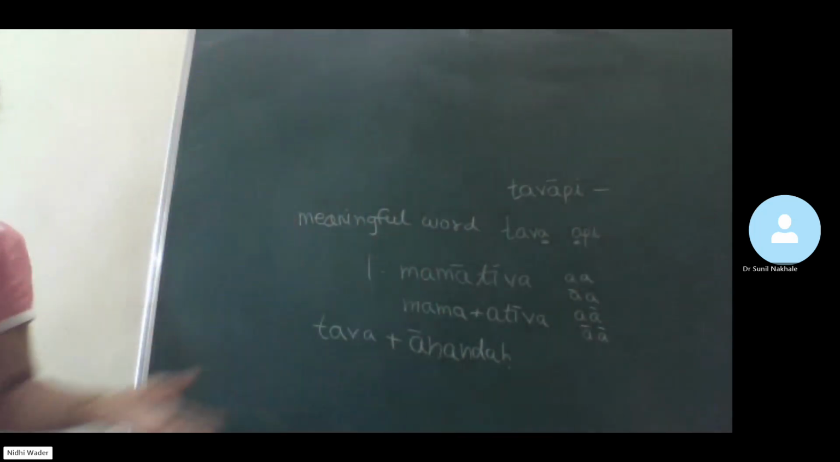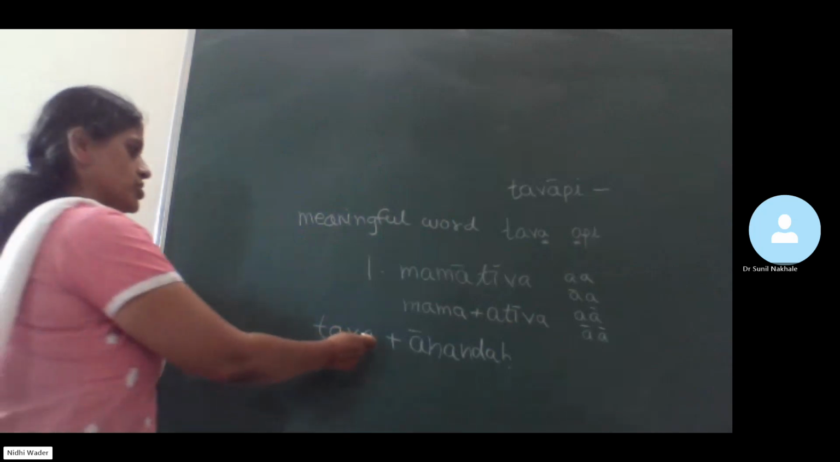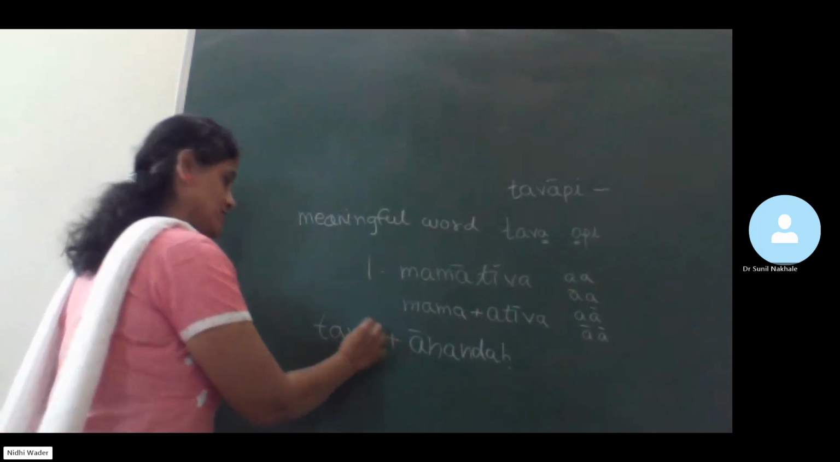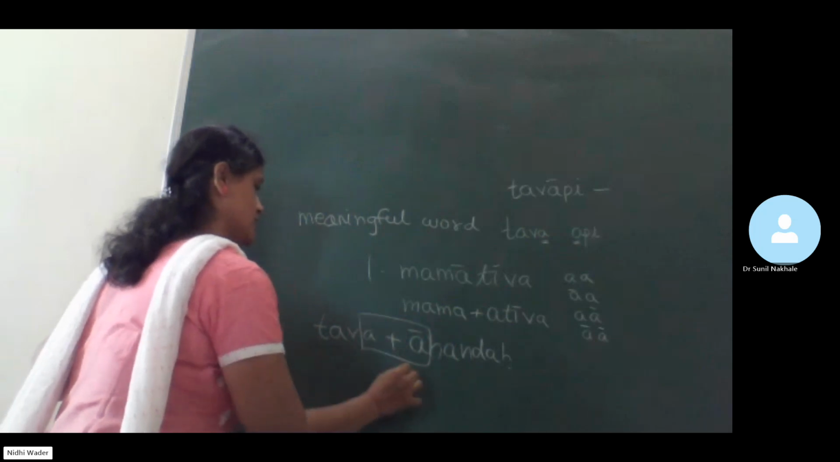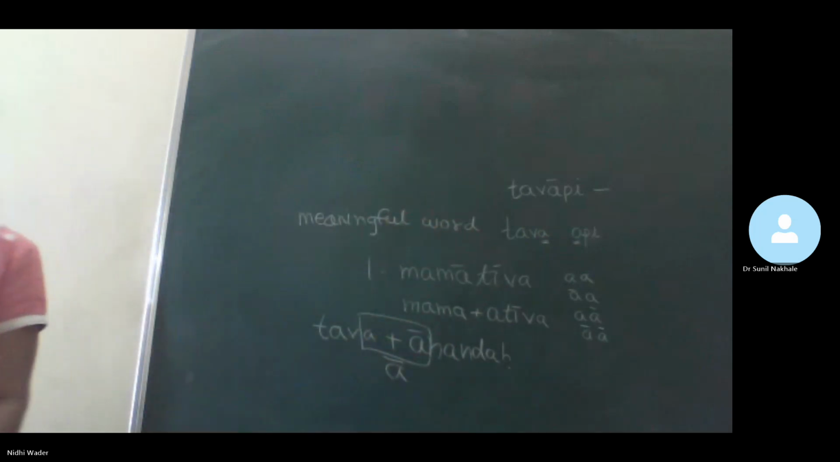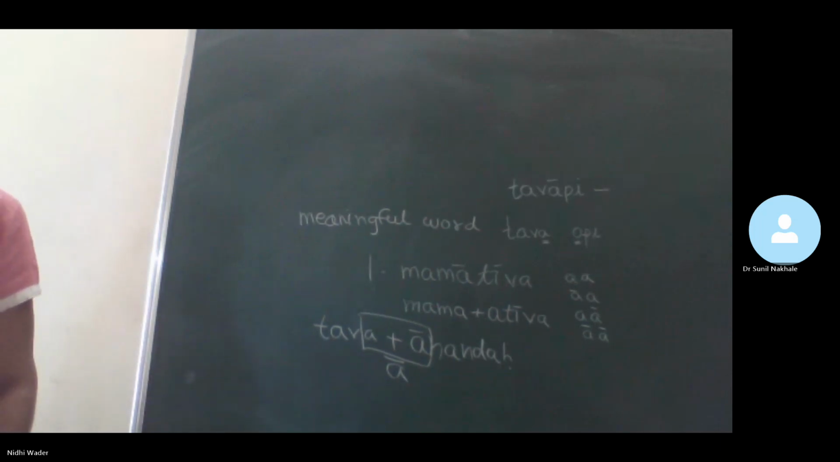We have drawn the whole chart now, so it's very easy now. What you have to see? A plus A. What happens? A plus A changes to A. Tavanandaha. So that is the example of joining the sandhi. Clear? So that was the first worksheet.